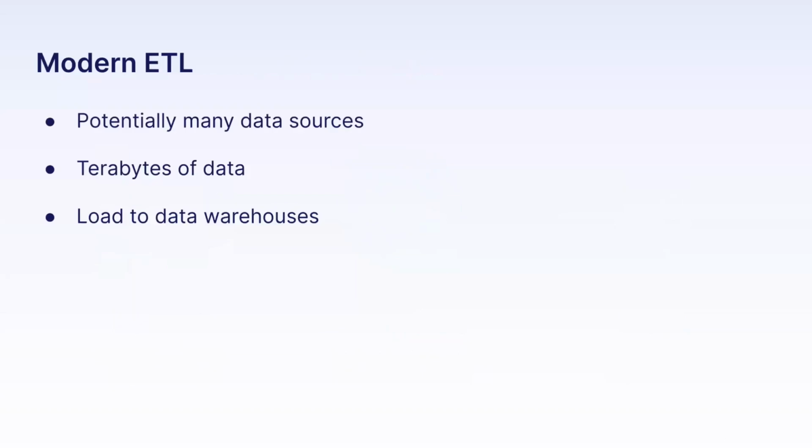Now, ETL can be further divided into modern ETL and light ETL. The difference between the two is a matter of scale. Modern ETL may involve the extraction of data from a plethora of data sources. The workflows extract and transform terabytes or more of data at a time from these sources. Finally, the data is loaded into data warehouses or data lakes. These are repositories designed to handle large amounts of data.